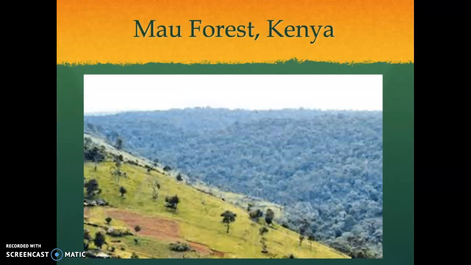So our example would be in the Mau Forest in Kenya. This is a picture of the Mau Forest in Kenya. The Kenyan government decided to make this a national park, which means that you could use it for scientific or educational use. It could be used for recreational use, but people were living there. And so they have evicted over 10 towns worth of people from the Mau Forest. They didn't give them very much notice.